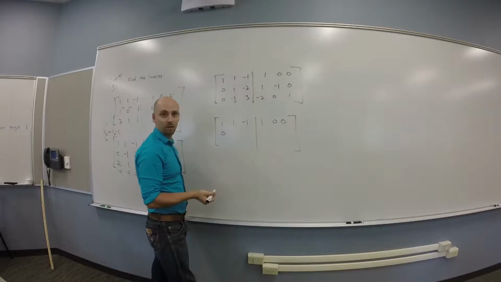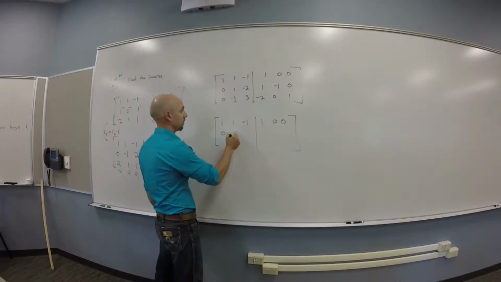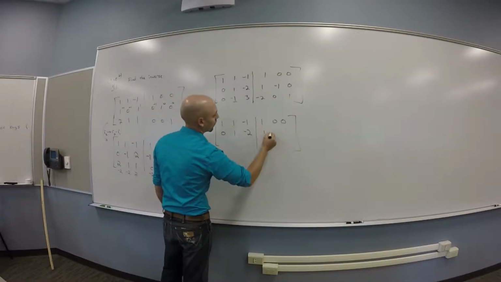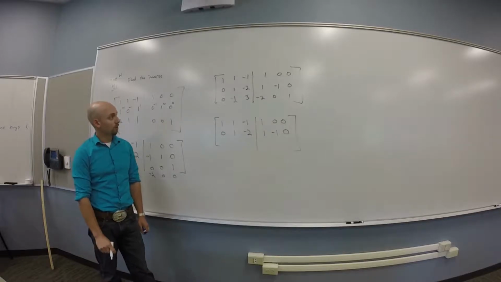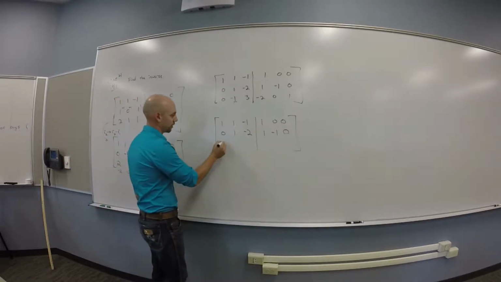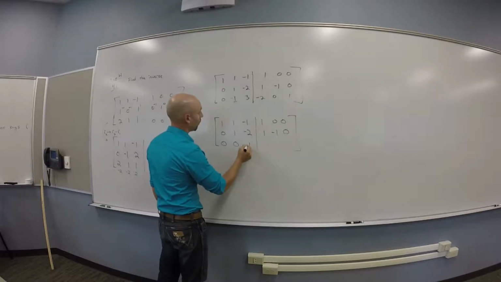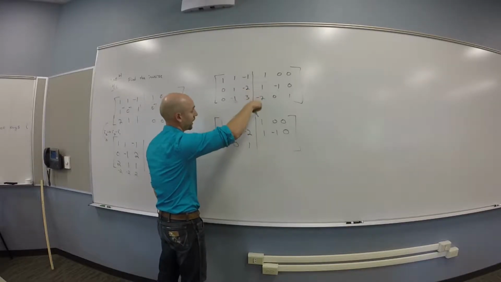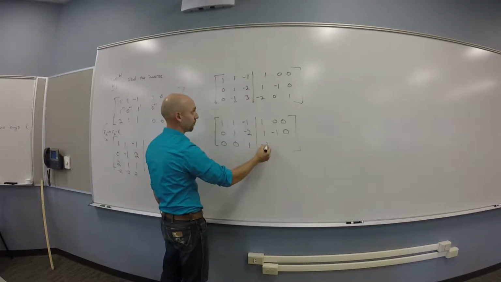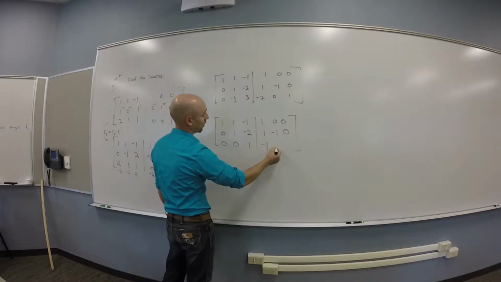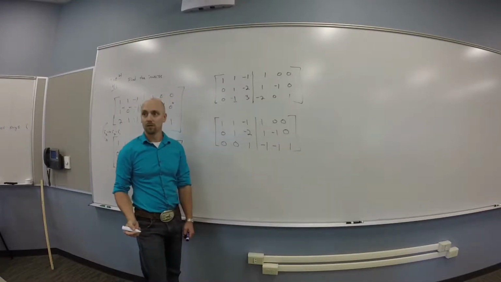Second row? Nothing, right? Just leave it. Okay, so I just copied down the second row. And third row, what am I going to get? 0? 0? 1. Okay, so I'm adding, good. And this guy? -1, -1, -1. -1, and 1. Cool.